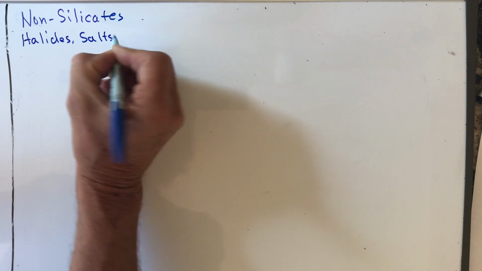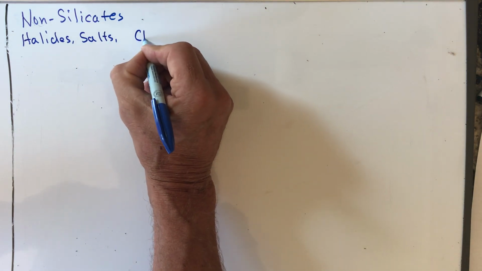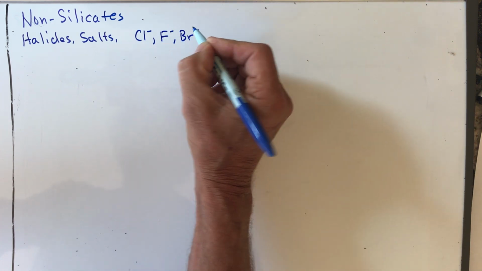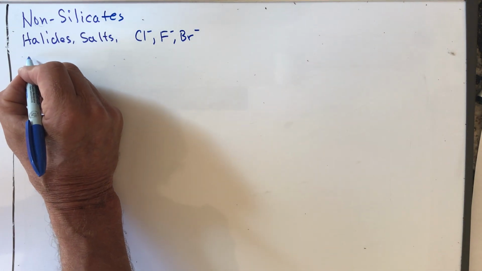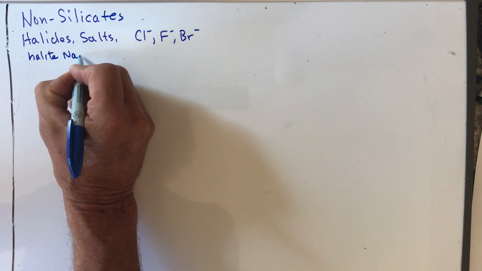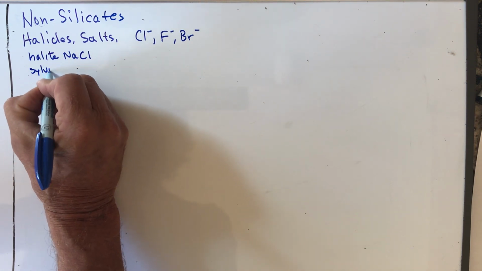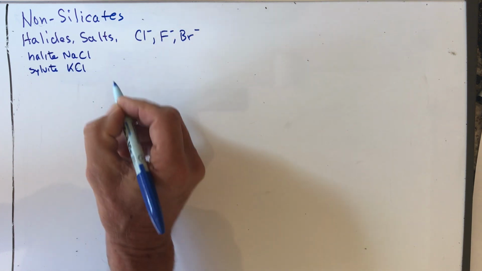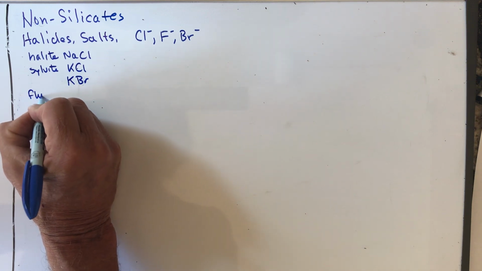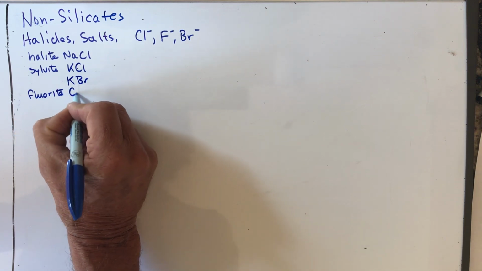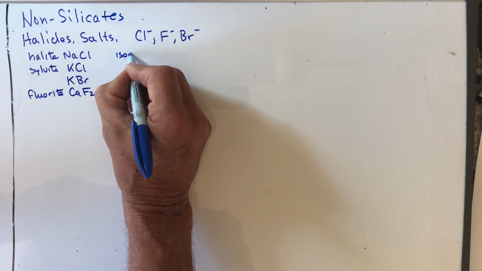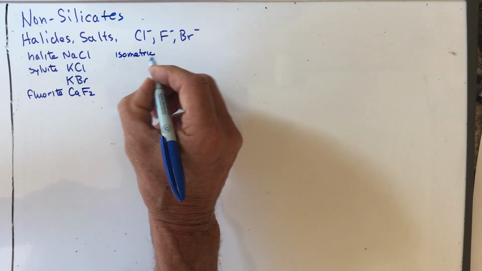In this case, the anion is chlorine minus, in some cases fluorine minus or bromine minus. They include simple halides such as halite, NaCl, or sylvite, KCl, and potassium bromide, and fluorite, CaF2. These tend to be minerals with isometric or cubic crystal structures.